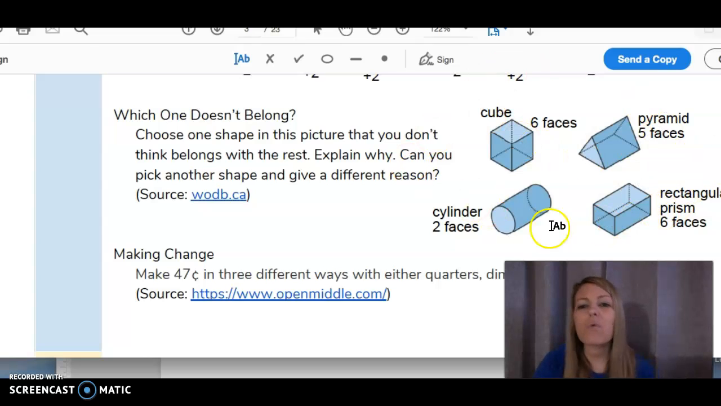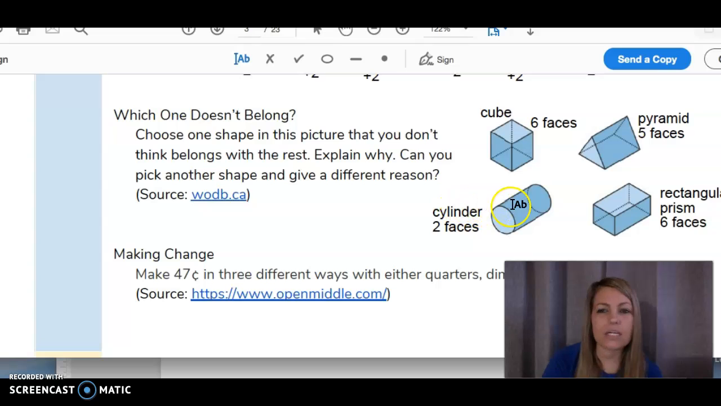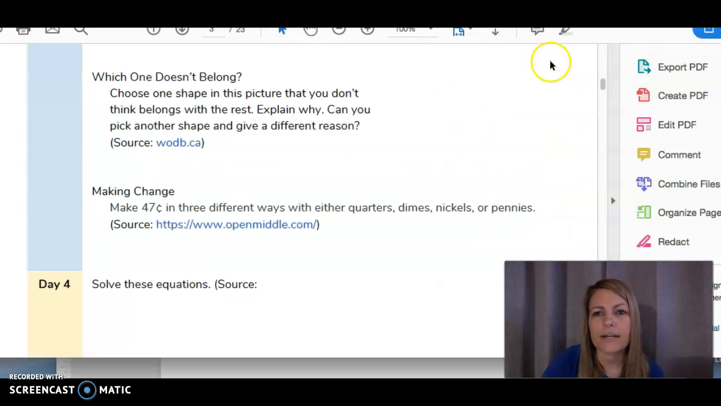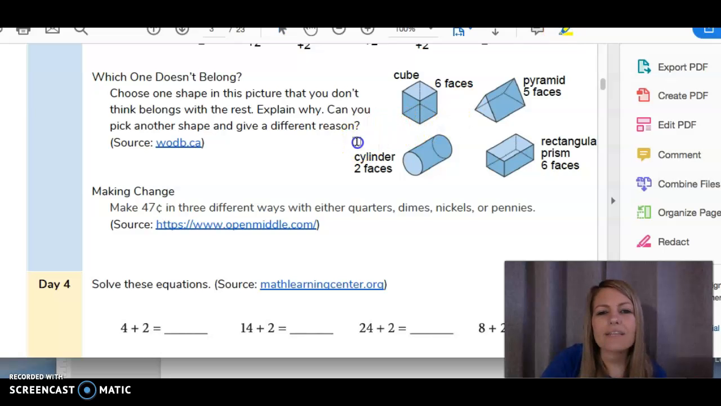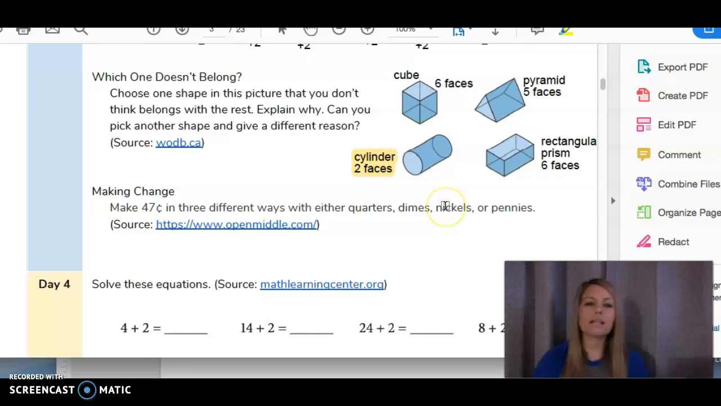If I had to pick one of these shapes to get rid of that I think doesn't really fit with the rest, I would have to pick, let me get my highlighter, oh man, it's not going to let me do it, darn. Let me see if it'll let me. I'd have to pick the cylinder.